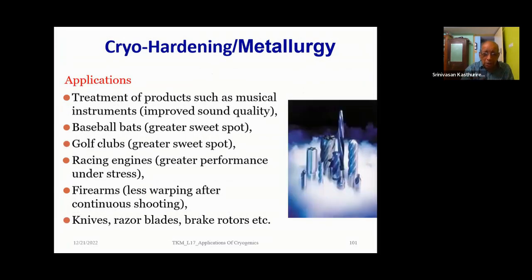Okay, here again you can see in the picture the treatment on tools. It is well known that when tools are treated under cryogenic conditions, their performance normally improves by almost a factor of 10, or in some cases a factor of 100. It's all possible to do this. There are a lot of applications: musical instruments, baseball bats, golf clubs, and then racing engines, firearms, knives, razor blades, and then brake rotors, etc.